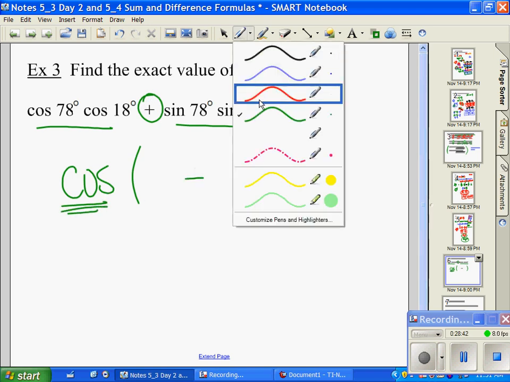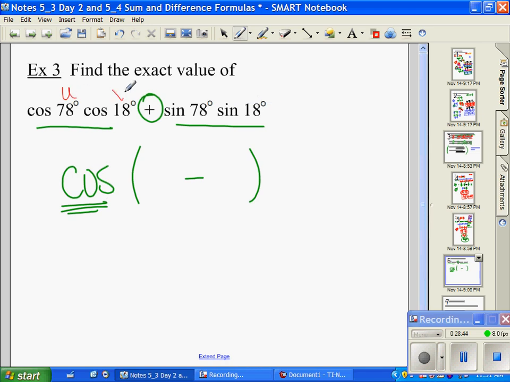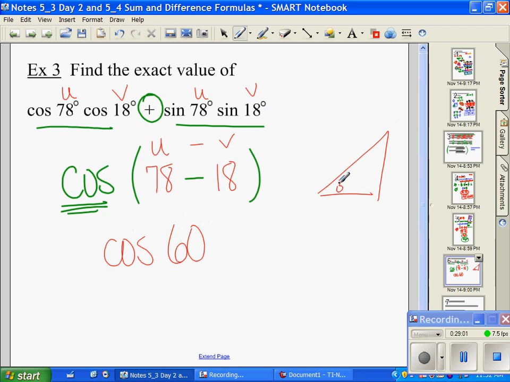So what we need to do is take our u and our v, and subtract them. So 78 minus 18 is the problem that you're asking. What is 78 minus 18? It's 60. So cosine of 60 is the problem. 30, 60, 90. Cosine of 60 is 1/2. So this entire problem without a calculator is 1/2.